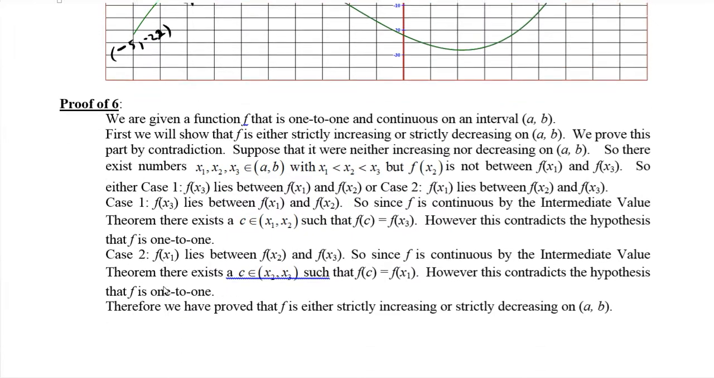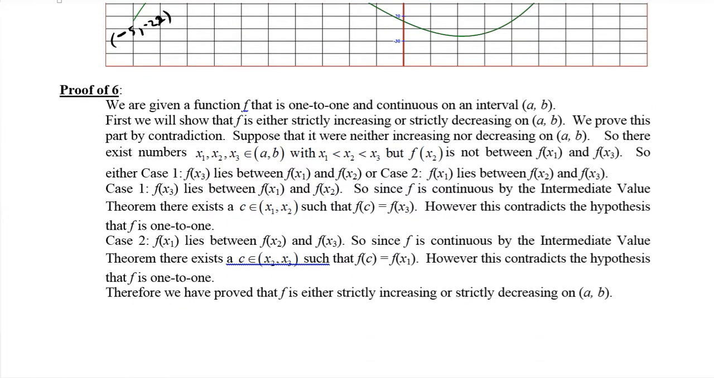So the first thing we're going to do is show that it has to be all increasing or all decreasing. Now we're going to prove this by contradiction. So how do you do a proof by contradiction? You set up your hypothesis. The function f is one-to-one and continuous on the interval a to b. And we're going to suppose it was neither increasing nor decreasing.